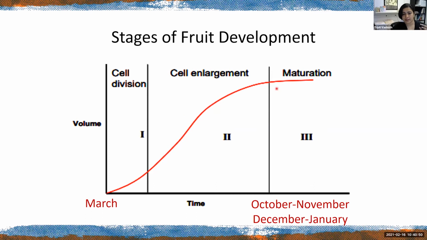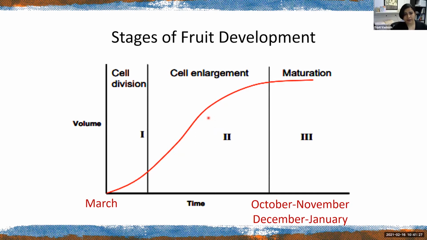And then sometime in October, November for Hamlin, December, January for Valencia, when you start seeing color break, that is stage 3 of development. So in stage 3, you see color changes, you see changes in the sugar and the acid in the fruit, but not so much in the fruit size. Fruit size is pretty much done by this point. So stages 1 and 2 is where a lot of things are happening. This is basically the foundation of the fruit. We will be talking more about this.